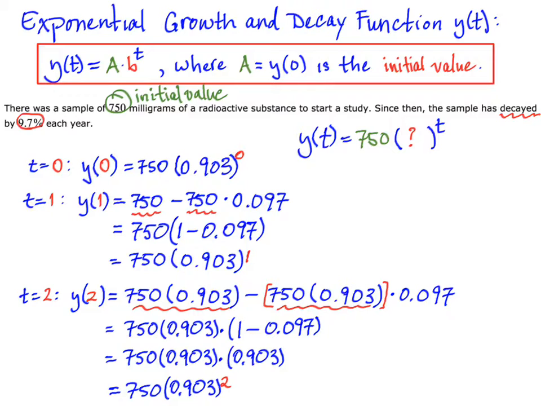And so we go back to the equation up above. We're trying to find an equation for y of t, and we have 750 times question mark, and I can replace that question mark with a 0.903. So the function that models the quantity of that radioactive substance is just y of t equals 750, the initial amount, times 0.903 to the t. Okay, so let's kind of put it all together and describe what we just figured out.